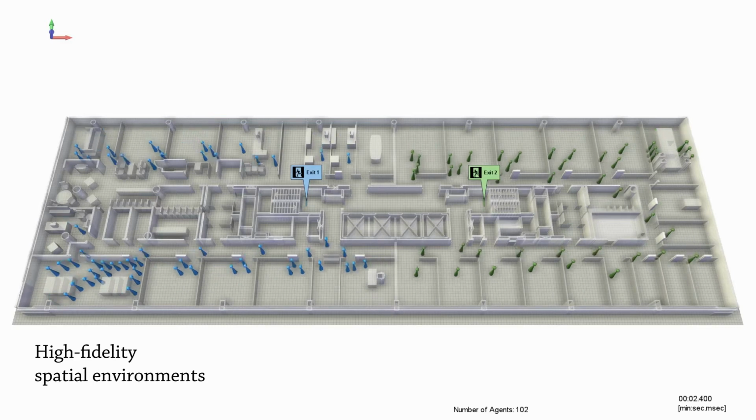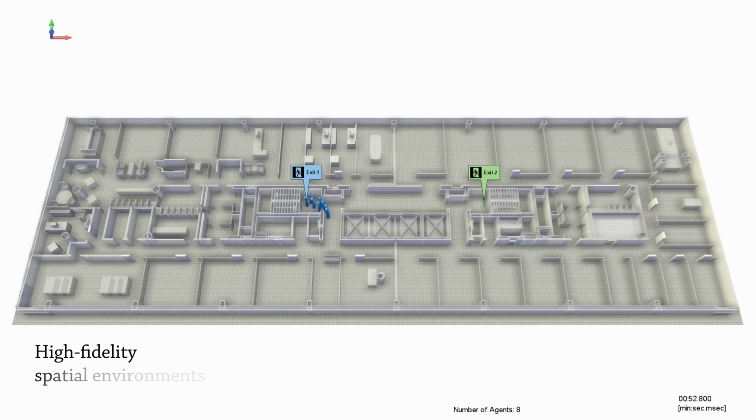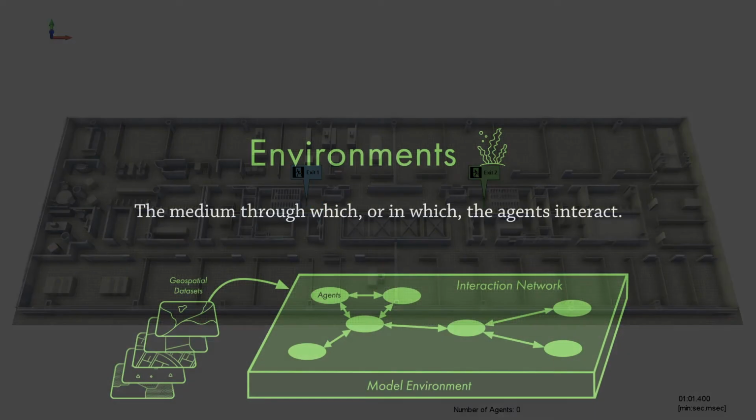Agents have rules for navigating the built environment and interacting with other agents, such as avoiding obstacles and collisions. The emergent result shows how crowds evacuate a confined space, areas of congestion, and overall evacuation time.